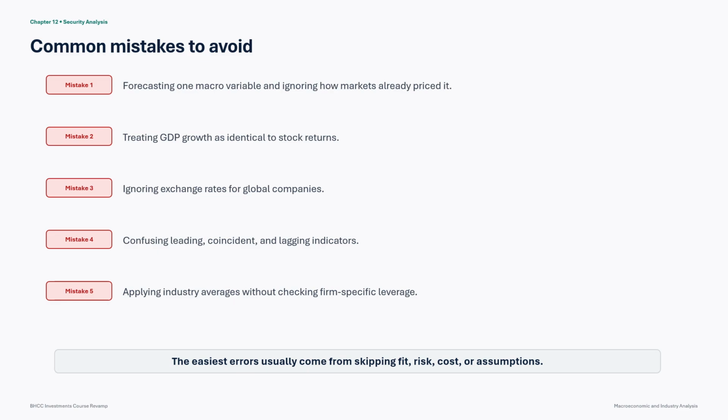There are additional traps. Do not assume a demand shock and a supply shock require the same policy response. Stimulating demand during a supply constraint can increase prices without restoring capacity. Do not assume rate cuts are always bullish. Sometimes rates fall because the economy is deteriorating faster than expected. Do not confuse a good company with a good stock or a bad economy with a guaranteed bear market.